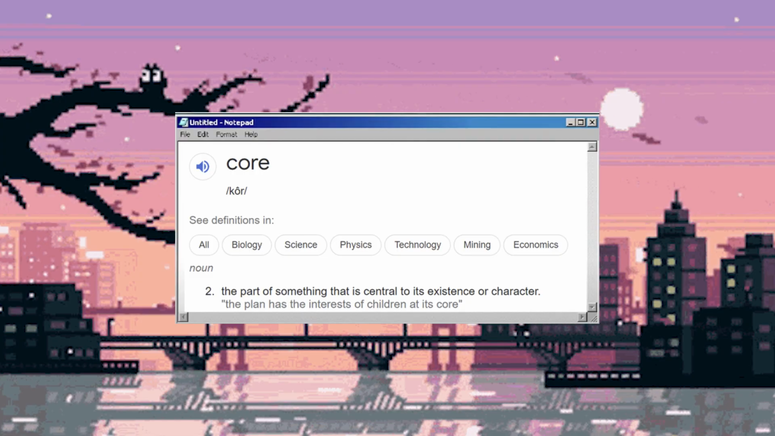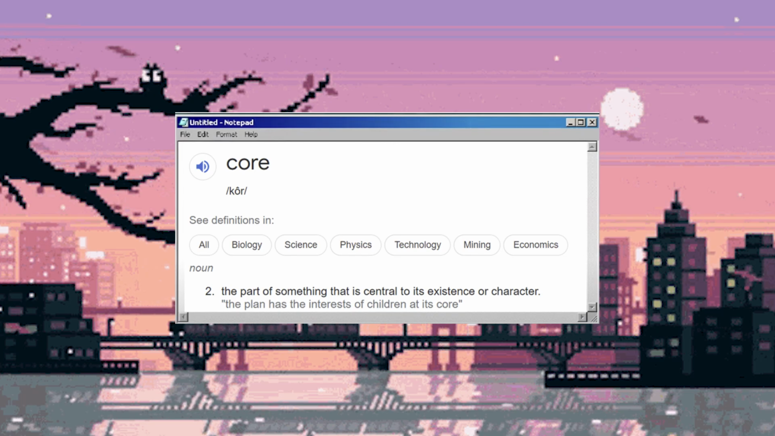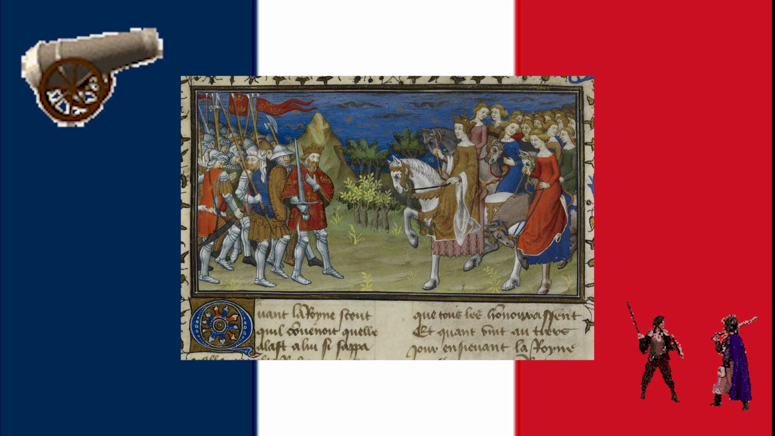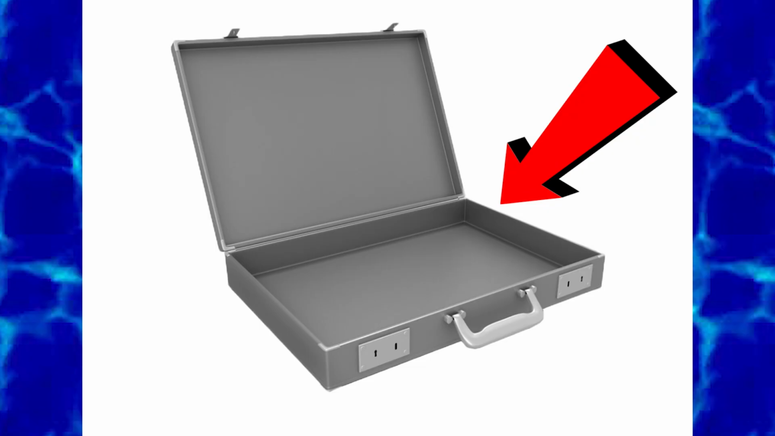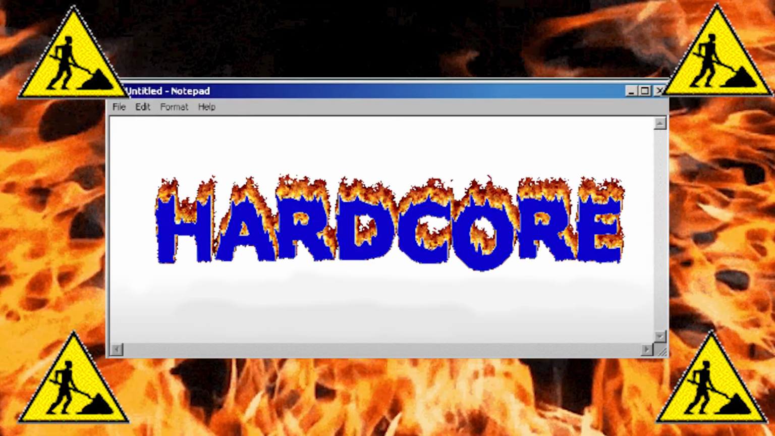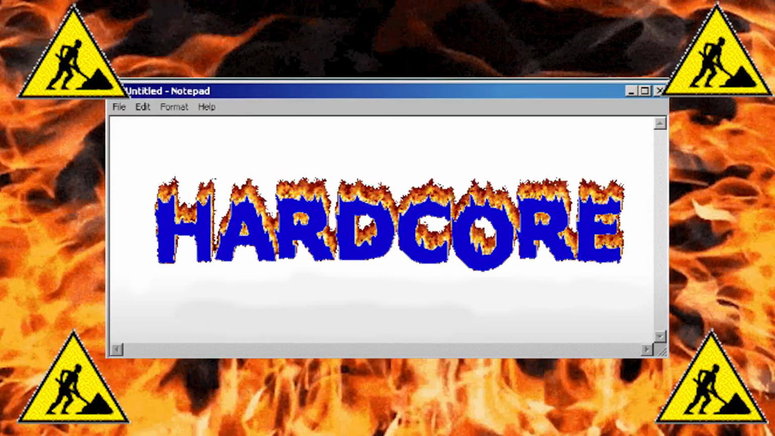Core. What does it mean exactly? Well, it's defined as the part of something that is central to its existence or character. Or, as the old French like to call it, heart. In this case though, we're looking at core as a suffix, used most commonly in the word hardcore.